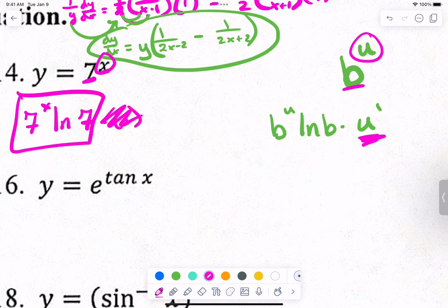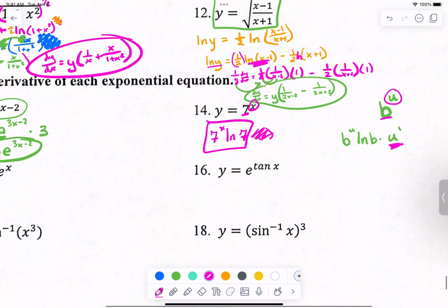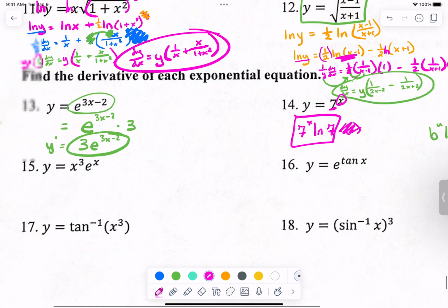So u prime. So 7 to the x times ln of 7. 7 to the x ln of 7. Yep, because the last part is 1.